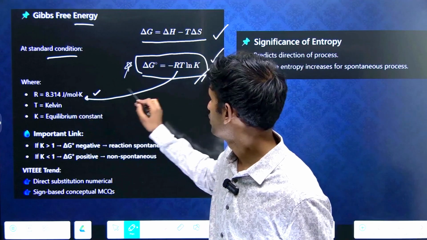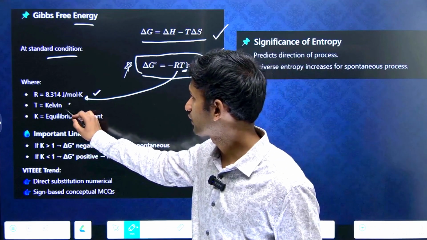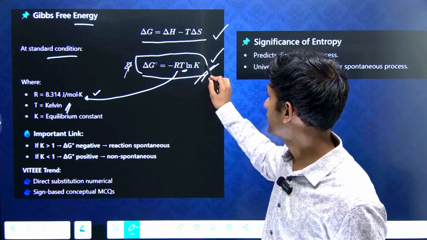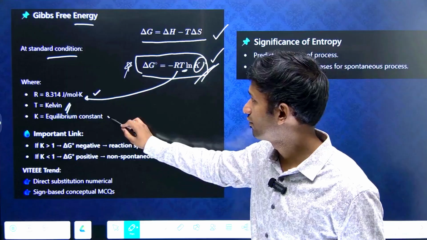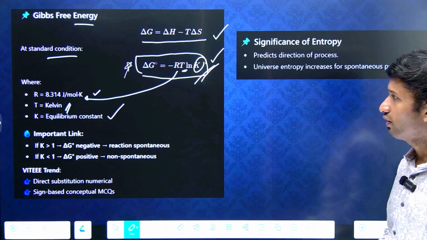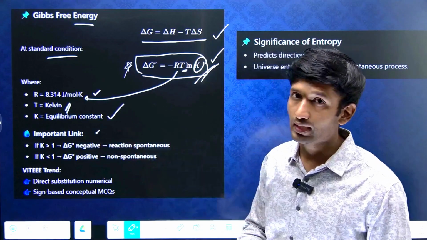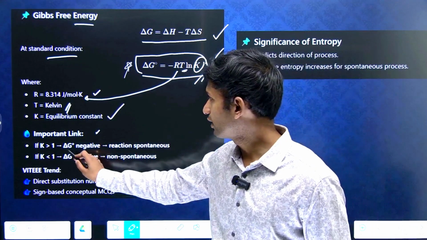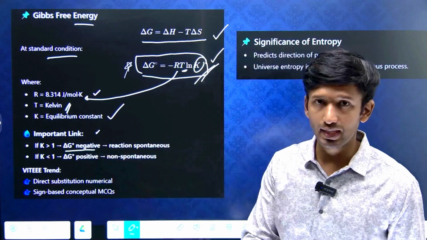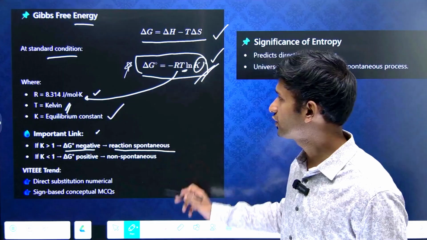T is your temperature, denoted in Kelvin, and K is your equilibrium constant. So this is how the equation looks. And what are the important links? If K is greater than 0, it implies delta G is negative, and then the reaction is spontaneous.